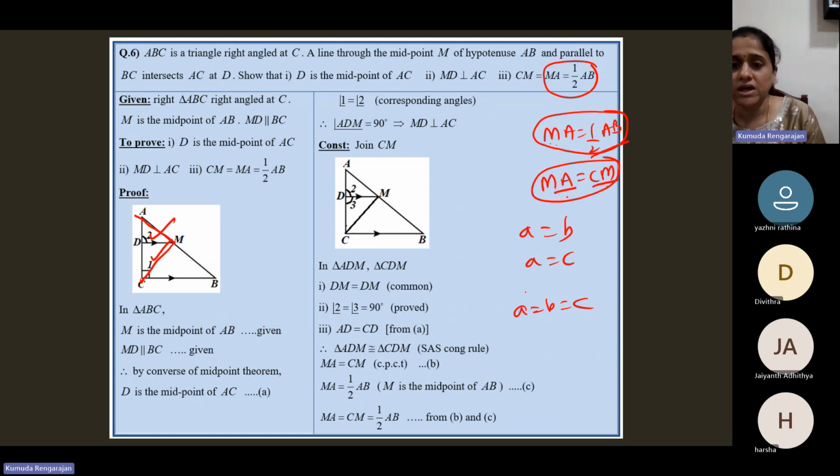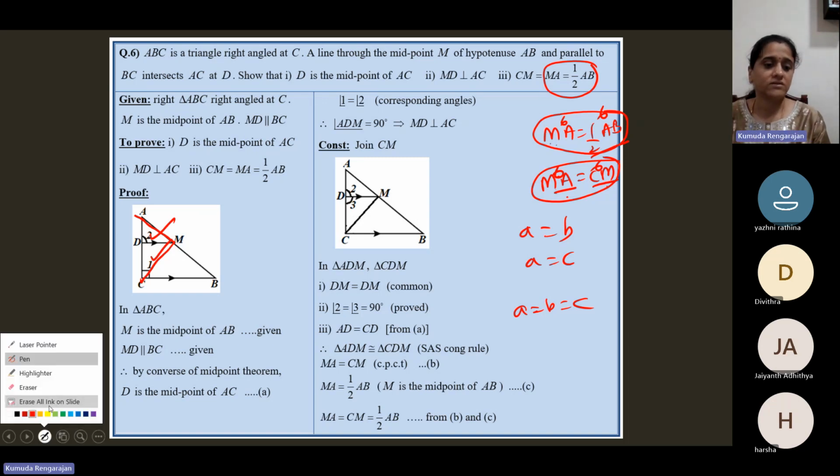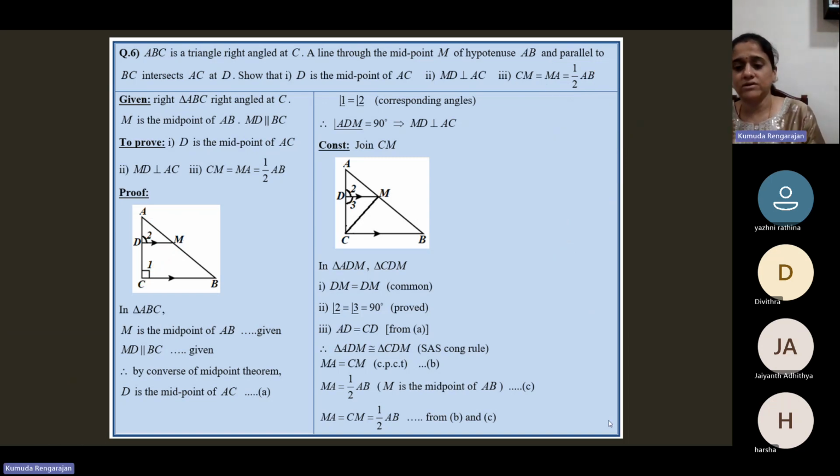Just put some numbers. If this is 6, MA is 6, so this also is 6, right? If MA is 6, this also is 6. So see, everything is 6. All are equal. All right? It was a very simple proof. Please work out.